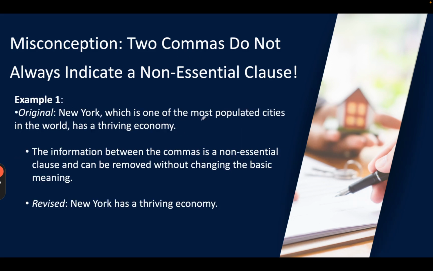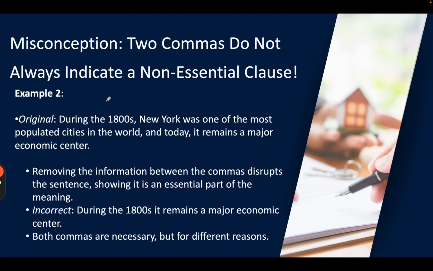New York, which is one of the most populated cities in the world, has a thriving economy. Now let me remove this information because this is comma which and then I have another comma. Now the new sentence is: New York has a thriving economy. This is completely correct. The meaning is conveyed correctly. The sentence is complete grammatically, which means this is correctly placed in between two commas and this is extra information explaining something extra about New York. It can be removed from the sentence. Now let's look at another example.